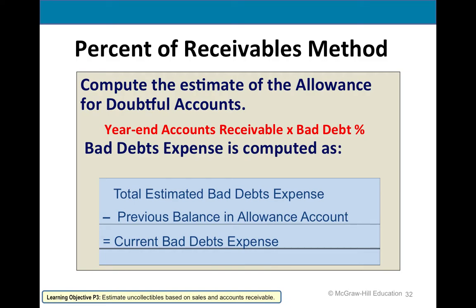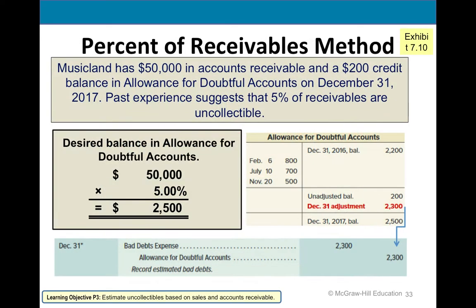For the receivables method, what's our total estimated balance minus our previous balance gives us our current bad debt. Here it says, if we use the percent of receivables method, on $50,000 we set 5%, so the balance should be $2,500. It's a little bit different. Now we have $200 in there, so the adjustment should be for the difference, because we want to make the balance go from $200 to $2,500. This one asks, what should we adjust the amount by to get to this final balance?